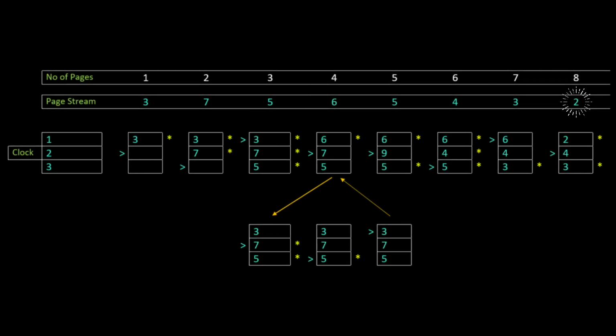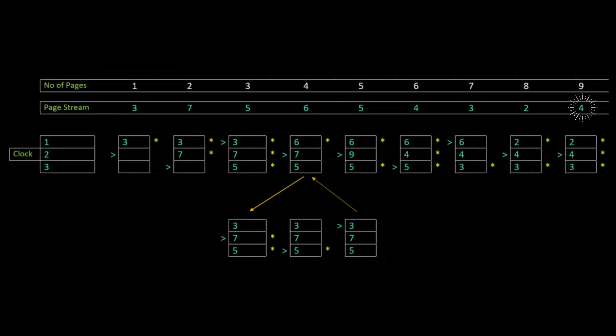For the next page stream 2, 2 will replace 6 and the use bit is set. Then the arrow pointer will move to the next frame. Now we go to the next page stream 4. 4 is already in the frame, but it doesn't have the use bit. So we set the use bit and the arrow pointer will not move.